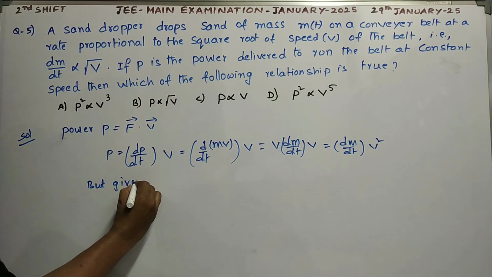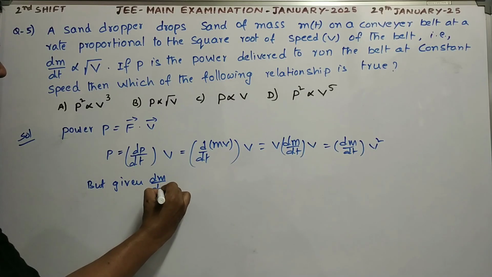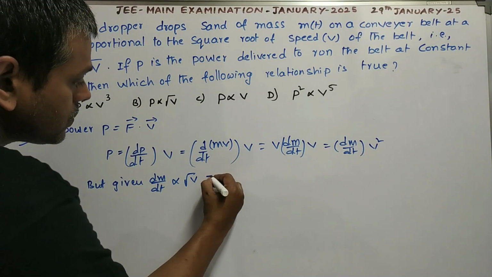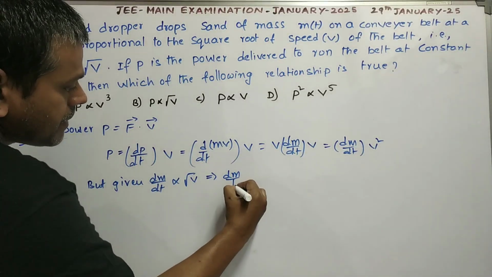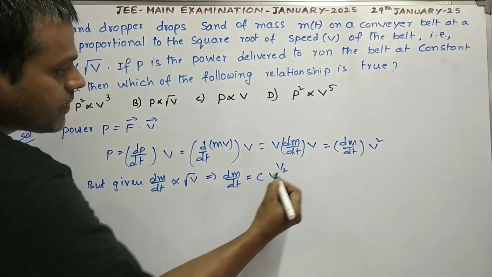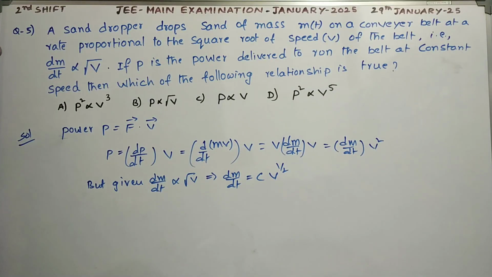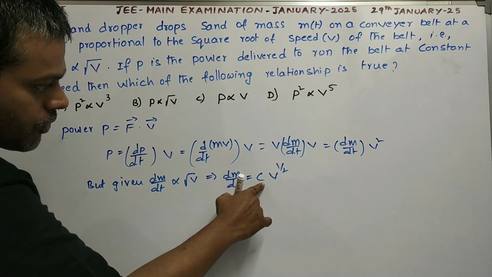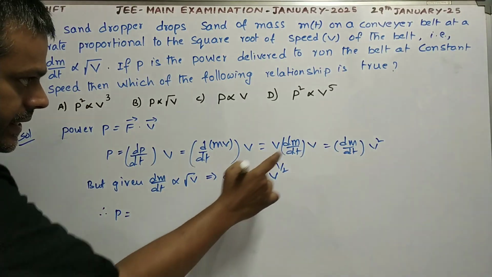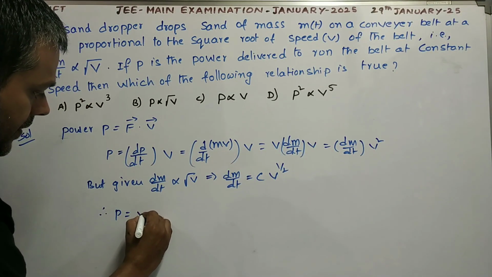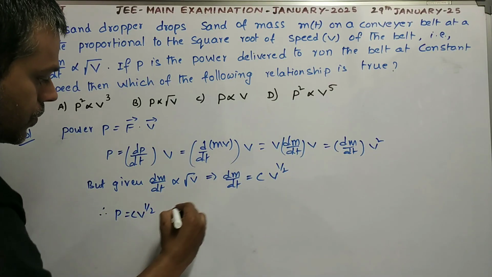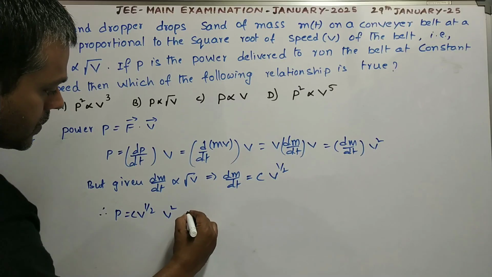Moreover, what is given? The change in mass with respect to time is directly proportional to the square root of velocity. So we may write dm by dt is equal to some constant c into v power 1 by 2, that means root v is equal to v power 1 by 2. So I would like to replace dm by dt equal to c into v power 1 by 2 in this equation. Therefore, power P is equal to c into v power 1 by 2 into v square.